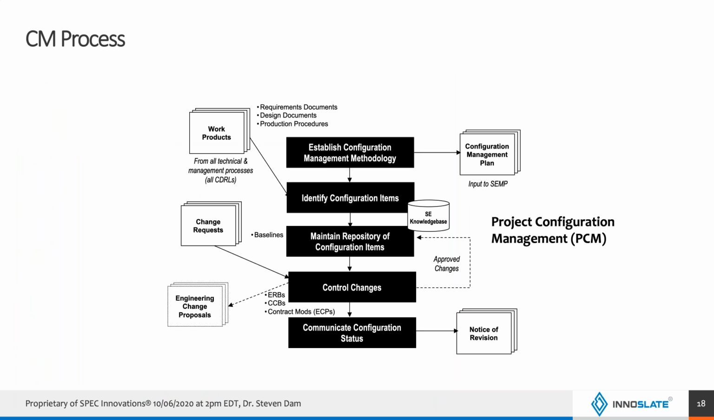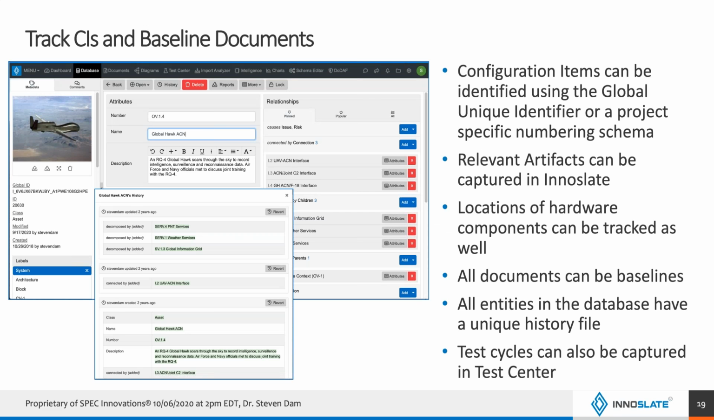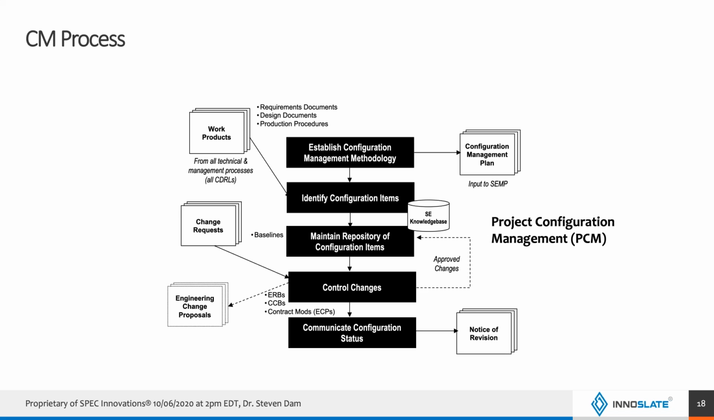Okay, CM process. Wow, okay, have I done enough? Well, no. So my CM process, of course, is looking at establishing the methodology, identifying the CIs themselves, configuration items, maintaining that repository of them, controlling the change, and of course, communicating the status. So that's the simple process. You can see the kinds of things we work with, how this all fits together. The configuration management plan inputs into your program management plan or your SEMP, whatever you're using.